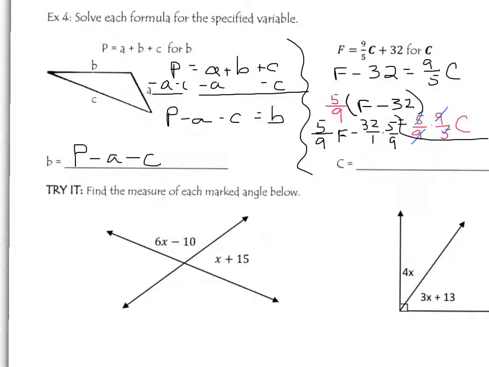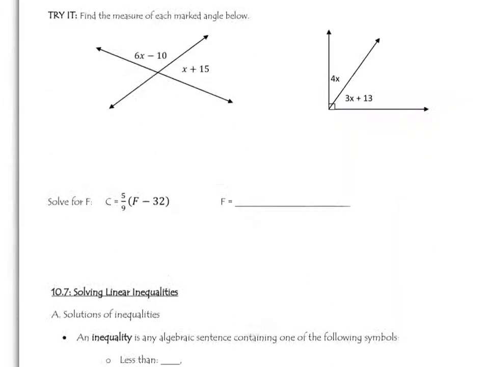Getting kind of crowded. And since 9 doesn't go into 32 and they don't share any common factors, you would multiply 32 times 5 to get 160, and so you would have 5/9 F minus 160/9. But usually when you see this conversion, your answer is going to look like this: 5/9 times F minus 32. Either way would be correct. So now you solve these 3 problems and then come back to the video and see how you do.